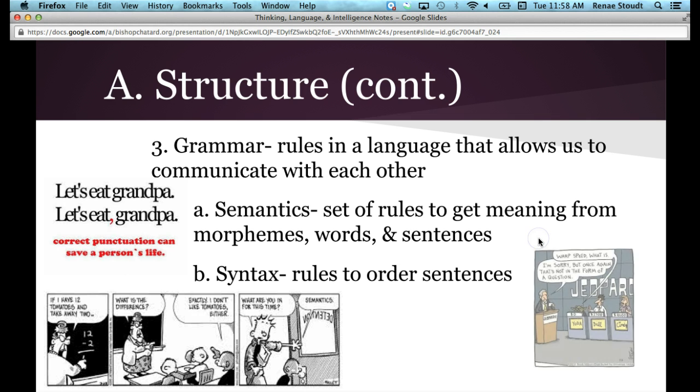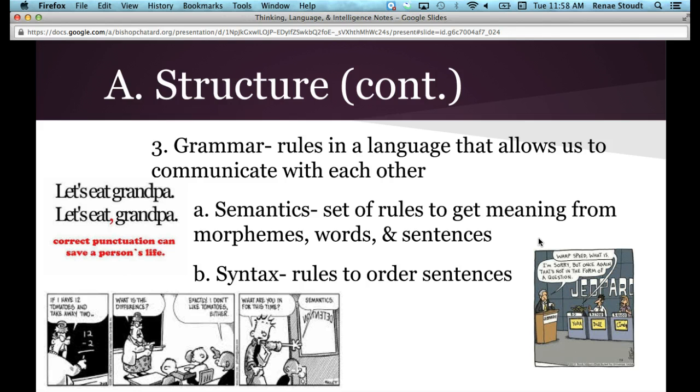Another good example, have you ever seen the Star Wars movies? Yoda does not speak in correct English syntax. So this cartoon has Yoda on Jeopardy, and Yoda says, warp speed, what is? And Alex Trebek says, I'm sorry, but once again, that's not in the form of a question.